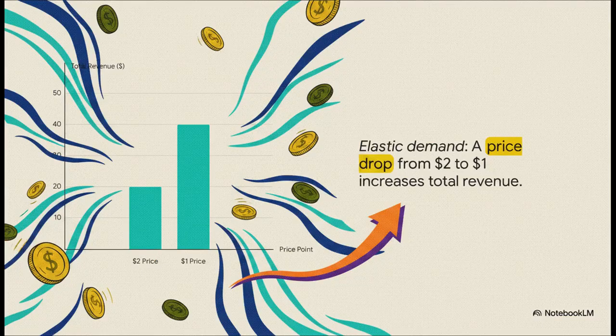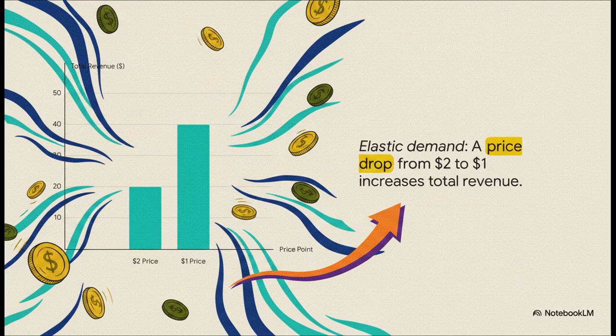And here is where it gets really interesting, because sometimes dropping your price is actually the most profitable move you can make. Take a look at what happens if demand is highly elastic. Lowering your price from $2 to $1 might feel like a loss at first glance, but it can actually result in your total revenue jumping dramatically, like going straight from $20 to $40. And that is simply because of the sheer volume of brand new customers flooding in just to take advantage of that cheaper price.